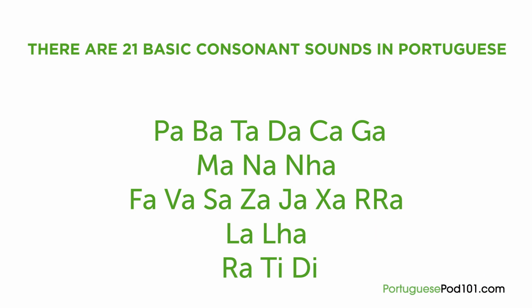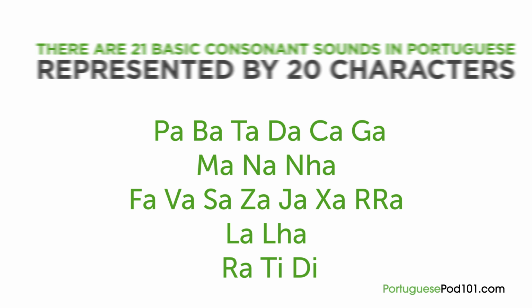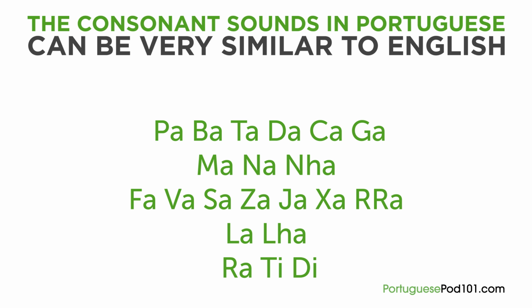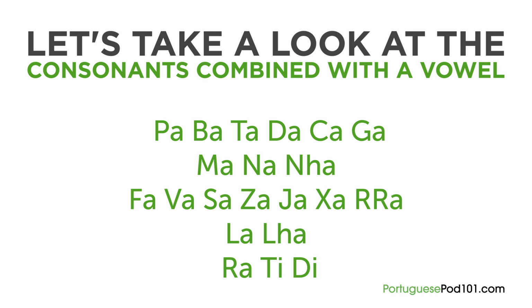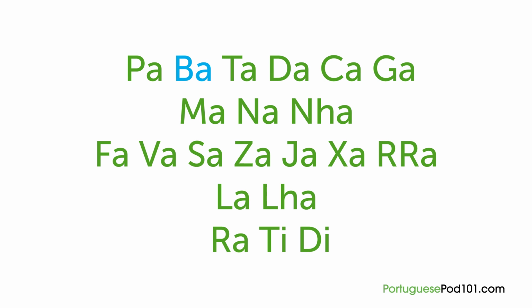There are 21 basic consonant sounds in Portuguese, represented by 20 characters. The consonant sounds in Portuguese can be very similar to English, as well as some vowels. Let's take a look at the consonants combined with a vowel. Pa, ba, ta, da, ca, ga, ma, na, nha, fa, va, sa, za, ja, sha, ha, la, lha, ra, chi, ji. As you can see, most sounds are the same in English.